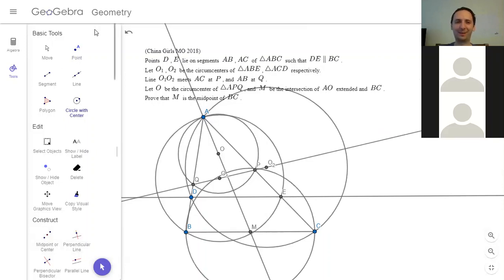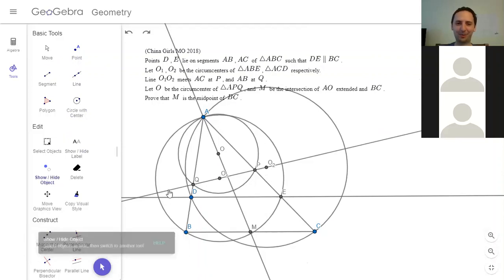Oh, prove that M is the midpoint of BC. That is the problem. All right. So I figured out the problem before even reading it. Sounds good.